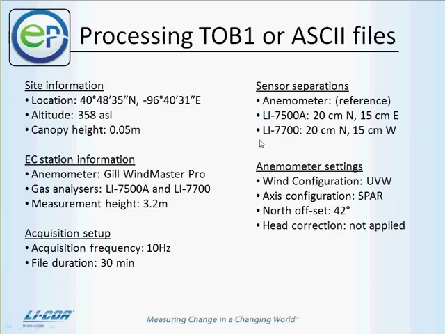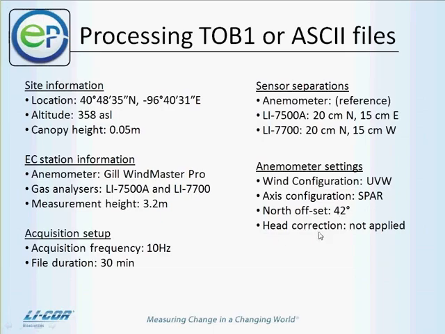Then we have some setup, like the distances of the instruments with respect to the anemometer. So we have the 2 gas analyzers, and northward and eastward distances with respect to the anemometer taken as a reference. And then we have the settings of the anemometer, the wind configuration, how the wind vector is given in the raw files, the configuration where the U component of the wind vector is pointing, in this case our north spar, and the north offset of our sonic, that is 42 degrees.